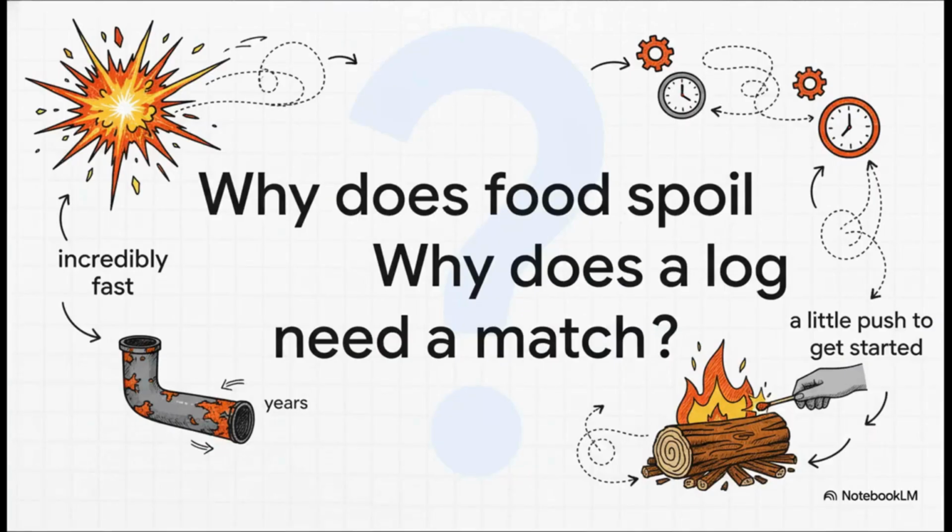You've seen this, right? You leave food out and it goes bad way faster than it does in the fridge. Or think about a campfire. A log will just sit there forever, but touch a match to it and poof, you've got a fire. Some reactions are lightning fast, others are super slow. So what gives? What's the master controller behind the timing of it all?